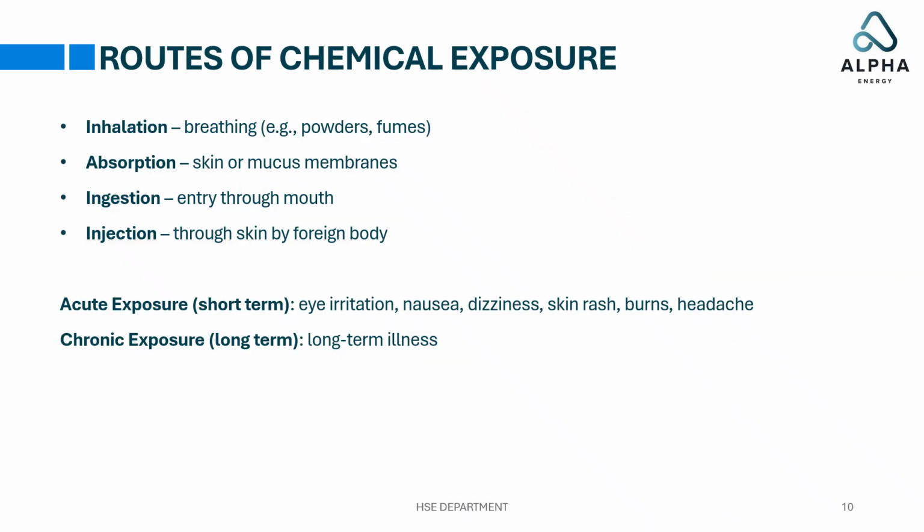Routes of chemical exposure. Inhalation, breathing, for example powders, fumes. Absorption, through skin or mucous membranes. Ingestion, entry through the mouth. Injection, through skin by a foreign body. Acute exposure, short-term: eye irritation, nausea, dizziness, skin rash, burns, headache. Chronic exposure, long-term illness.